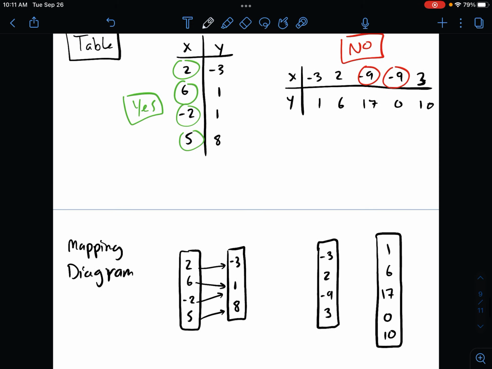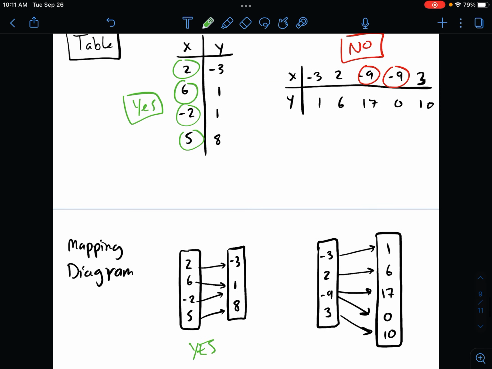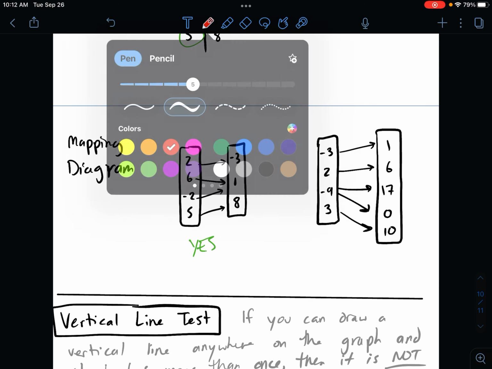That is incorrect, okay? Here on the next one, I'm going to again draw a line from -3 to 1, from 2 to 6, from -9 to 17, from -9 to 0, and from 3 to 10. All right, so for the same reason, this first one would be a yes, because my x values do not repeat, obviously, right? We have the same data, so it's going to be the same answer.